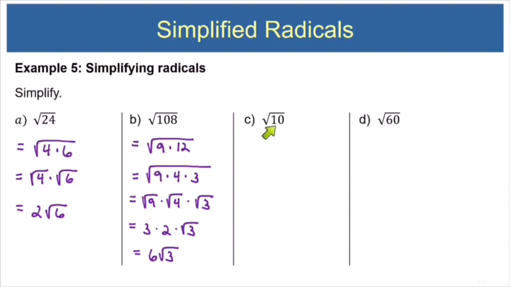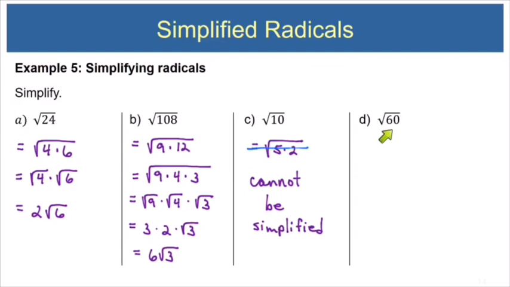Now in part C, we have square root of 10. Now you know 10 can only be broken down into 2 times 5, or as I wrote it here, 5 times 2. And both of these numbers are prime, and so I don't have a perfect square under this radical, and that just means that square root of 10 is already in its simplest form, and that one cannot be simplified. Now in part D we have square root of 60.